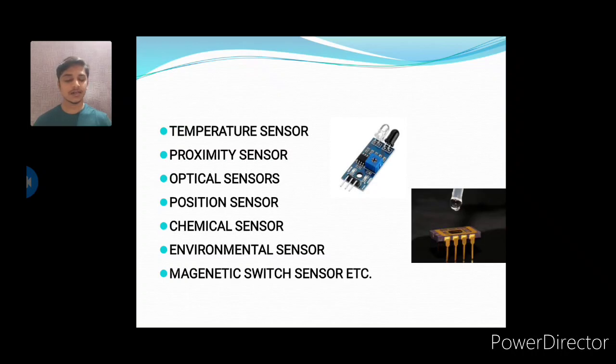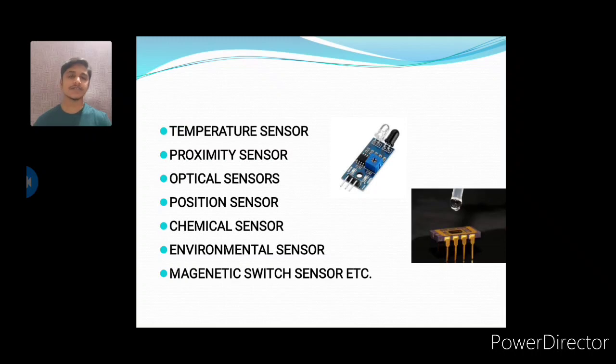Position sensors are used in many applications like automotive, robotics, medical, agriculture, mobile vehicles, etc. Chemical sensors are used in applications like nanotechnology, home detection systems, etc. Environmental sensors are used in measuring, monitoring and recording environmental parameters, etc. And the last one is the magnetic switch sensor. Magnetic switch sensors are nothing but magnetic sensors, commonly used in mechanical systems, proximity sensors like doors, window sensors, burglar alarms, etc.